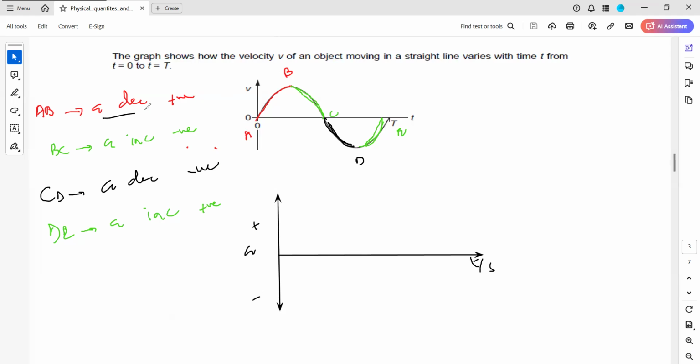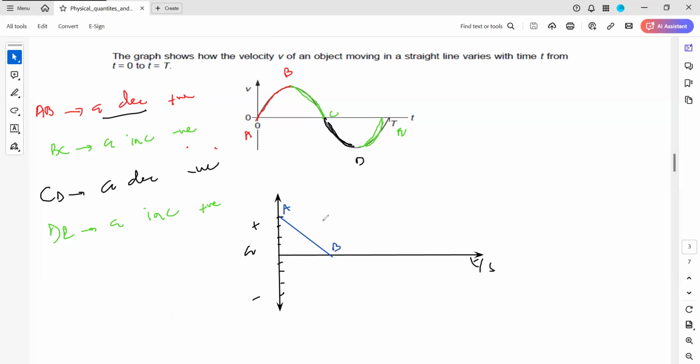From A to B, acceleration should decrease and it should have a positive value. So the value of the acceleration should decrease. Say this has a maximum value, then the acceleration should decrease and it should stay on the positive axis. Is it clear? From A to B when I draw?